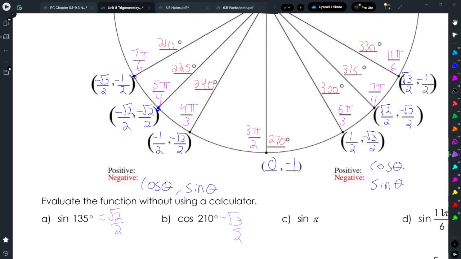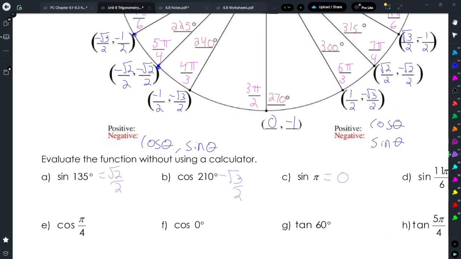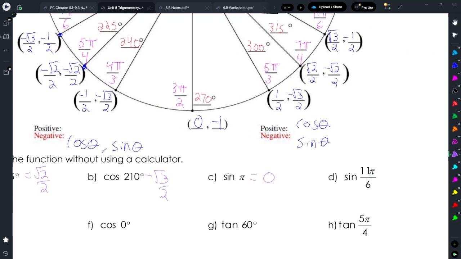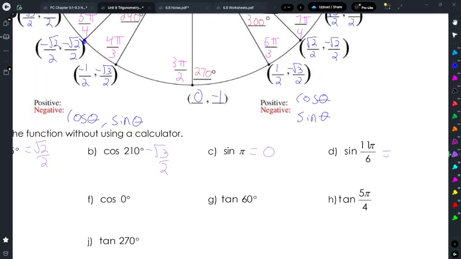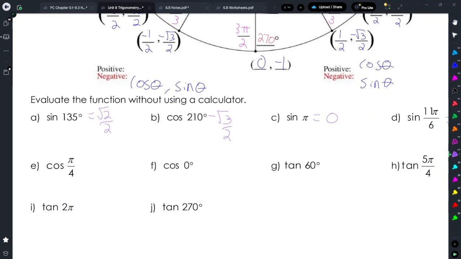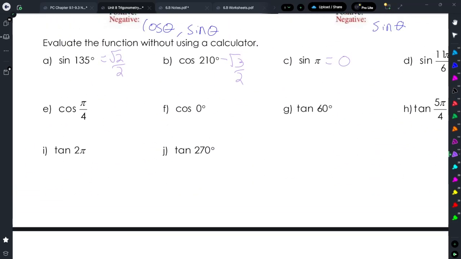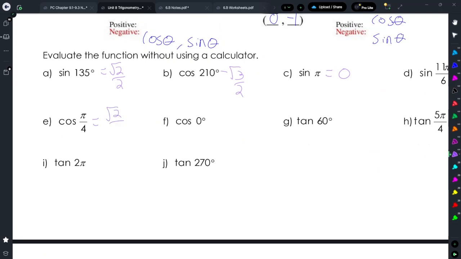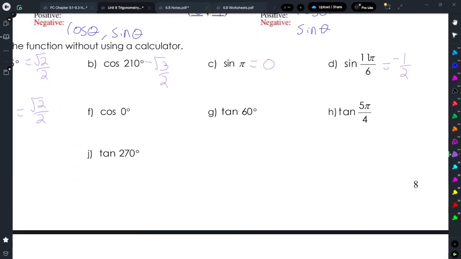The sine of pi, so at pi, the y coordinate is 0, so this is 0. And then the sine of 11 pi over 6, 11 pi over 6 is right here. The y value is negative 1/2. So the sine of 11 pi over 6 is negative 1/2. Cosine of pi over 4, the x value there is the square root of 2 over 2. The cosine of 0, so the x value at 0 is 1.